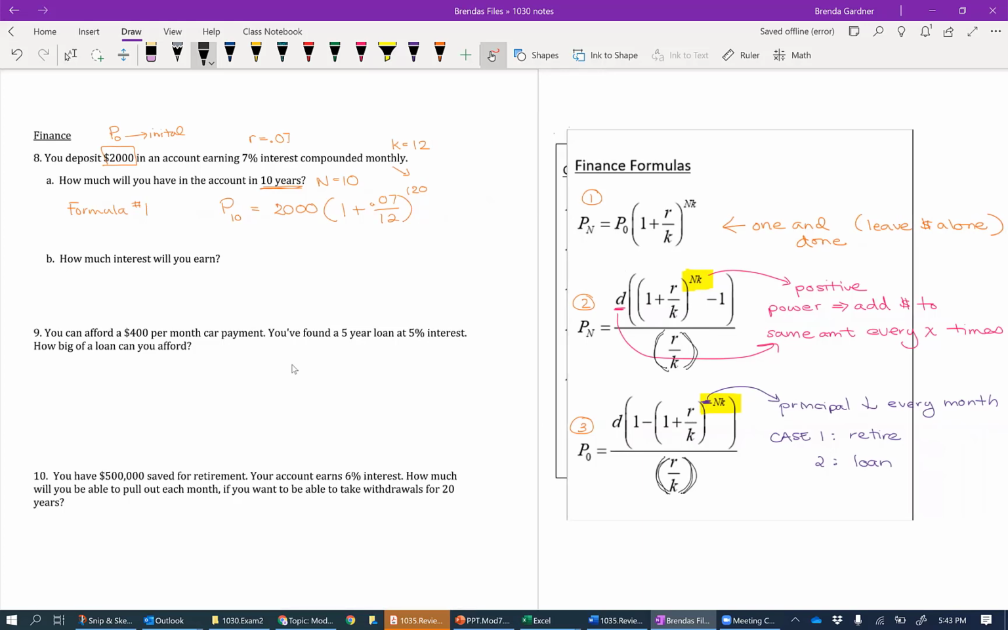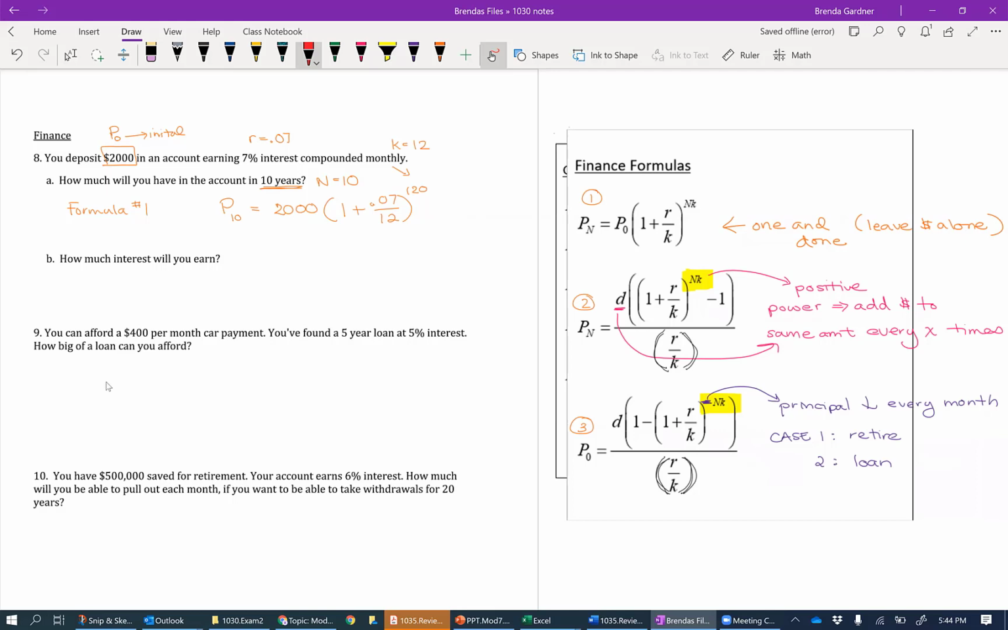So let's look at number 9 and 10 and decide what formula we're going to use on each of those. Number 9: you can afford a $400 a month car payment, and you've got a 5-year loan at 5% interest. How big of a loan can you afford? Which formula should I use, 1, 2, or 3? 2. Yeah, I agree, because it's adding to it every month.